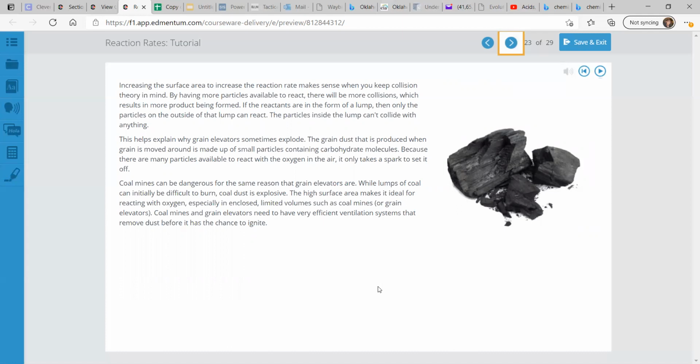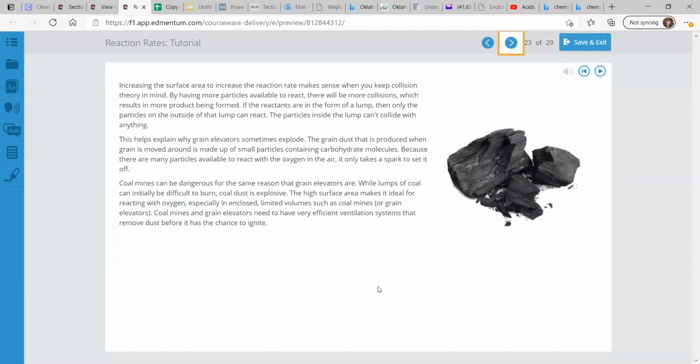So that explains why grain elevators sometimes explode. The grain dust that is produced when grain is moved around is made up of small particles containing carbon molecules. Because there are many particles available to react with the oxygen in the air, it only takes a spark to set it off. Coal mines can be dangerous for the same reason that grain elevators are dangerous as well.